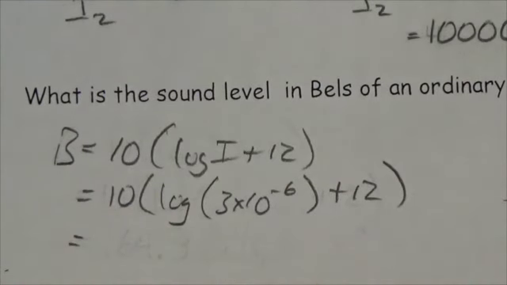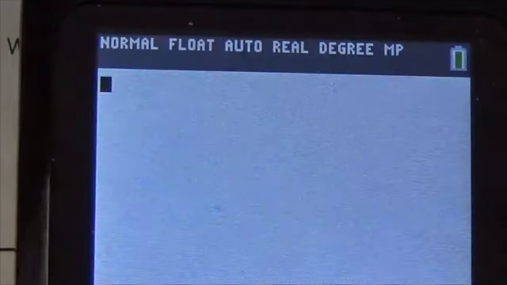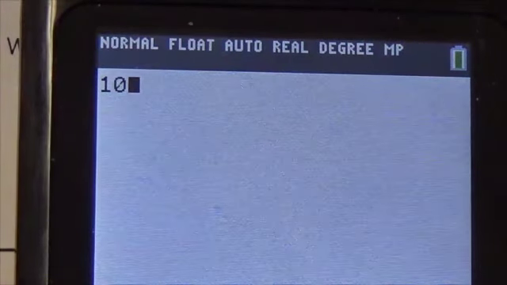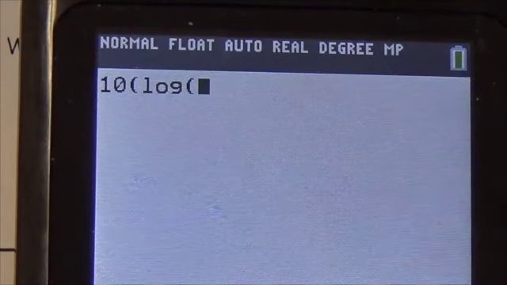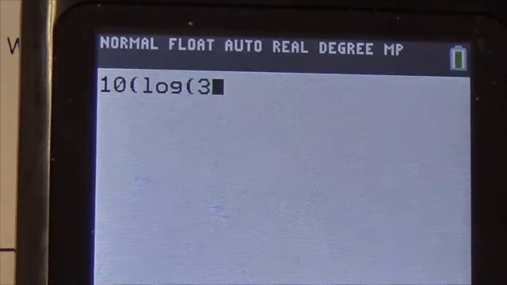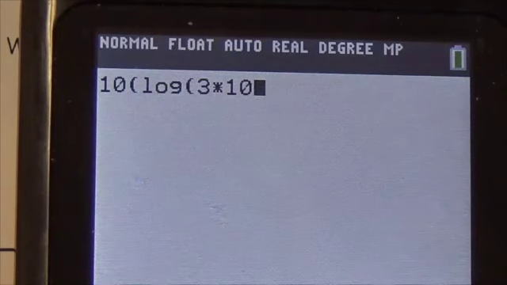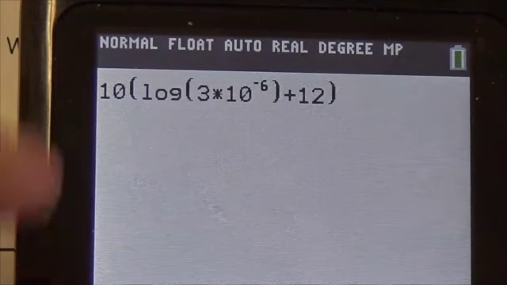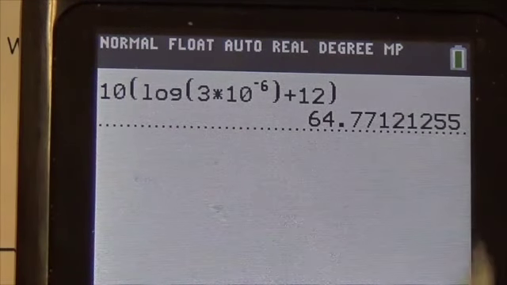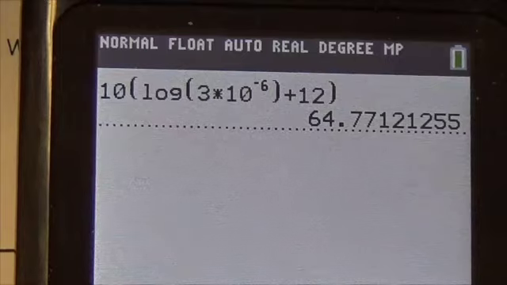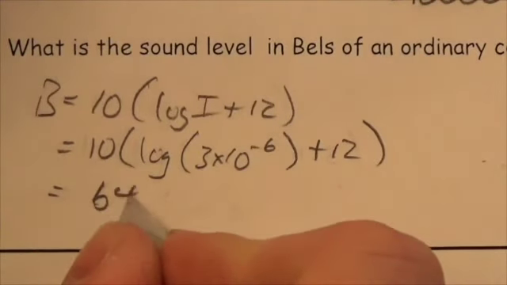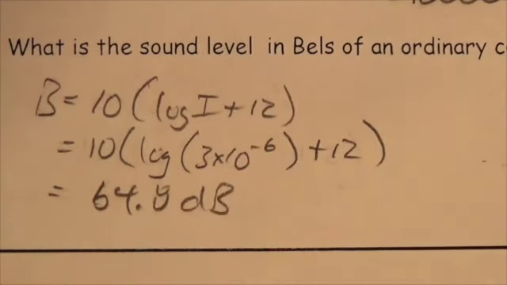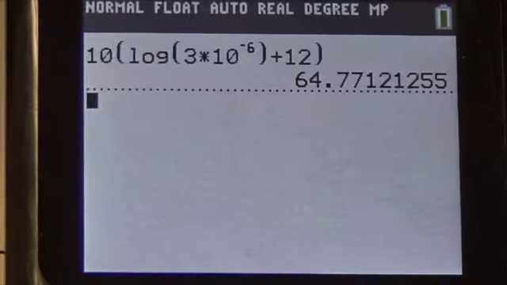There are a couple of different ways that I can do that. I'll show you on my calculator. If I enter 10 and then bracket the log of, I can enter 3 times 10 to the exponent negative 6 first of all, then close the logarithm, add 12, and then close the brackets for the multiple of 10. And I'm going to get 64.8 decibels. So, 64.8 decibels. Now I could have done that a different way, and I'll show you here.